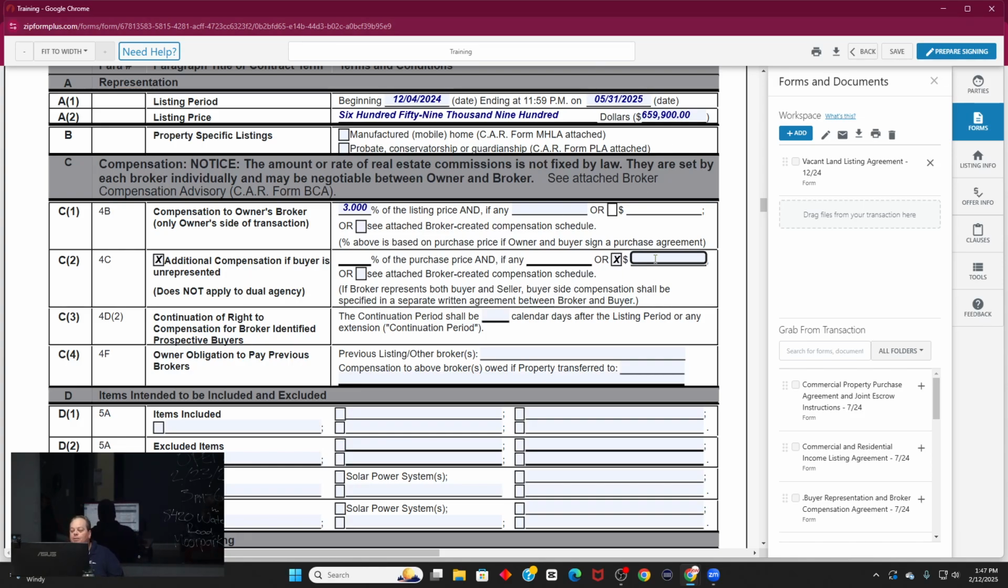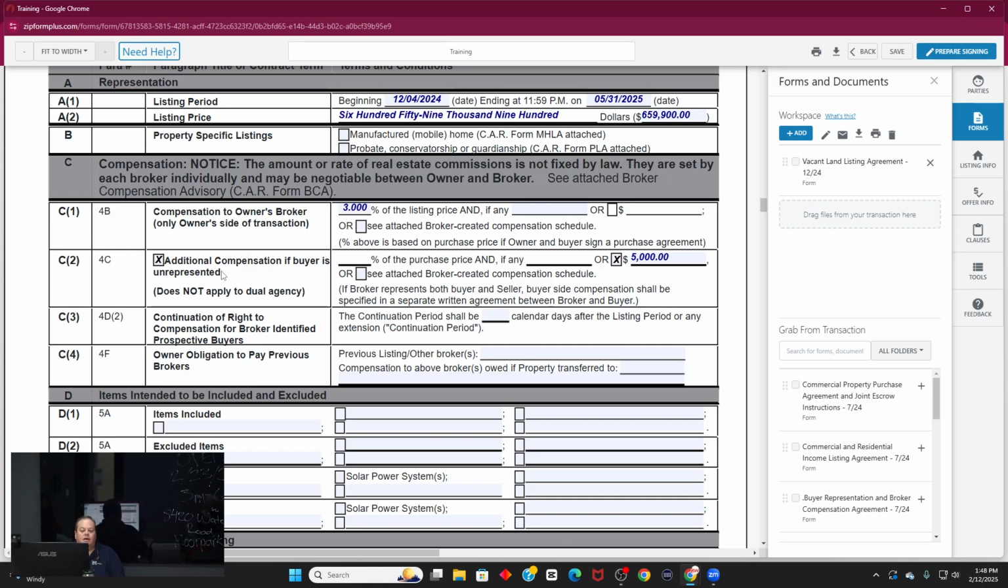So I would probably put some number, depending on the purchase price of the house, I'd probably put $5,000 or $3,500, whatever you determine. You also can do a percentage if you want. Nothing wrong with that. I'm just making a suggestion. Okay, remember, this is if the buyer is not represented.